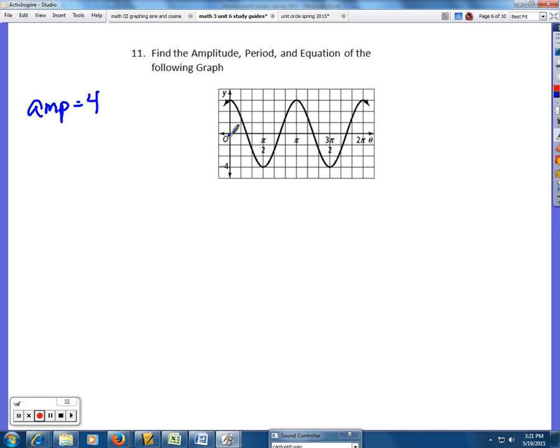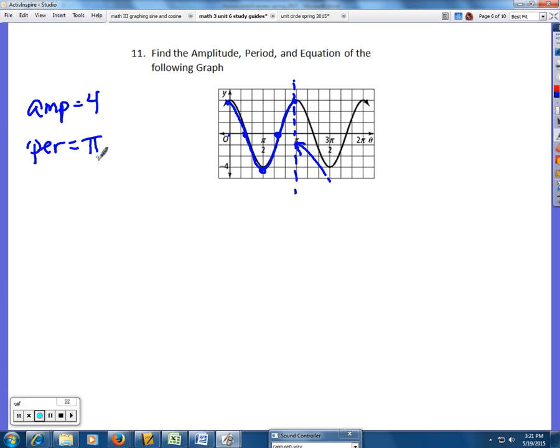So I know it should go max, 0, min, 0, max, or if it's negative, min, 0, max, 0, min. This is positive because it starts at max. So max, 0, min, 0, max. When you get there, you've gone through one complete cycle of the cosine. So that tells me that's one period. And since that ends at pi, right there, that tells me the period equals pi.